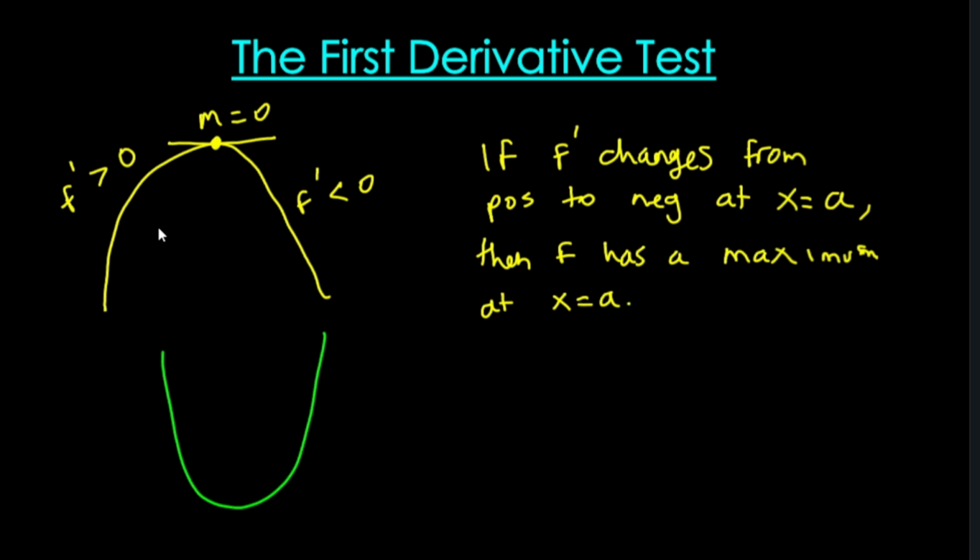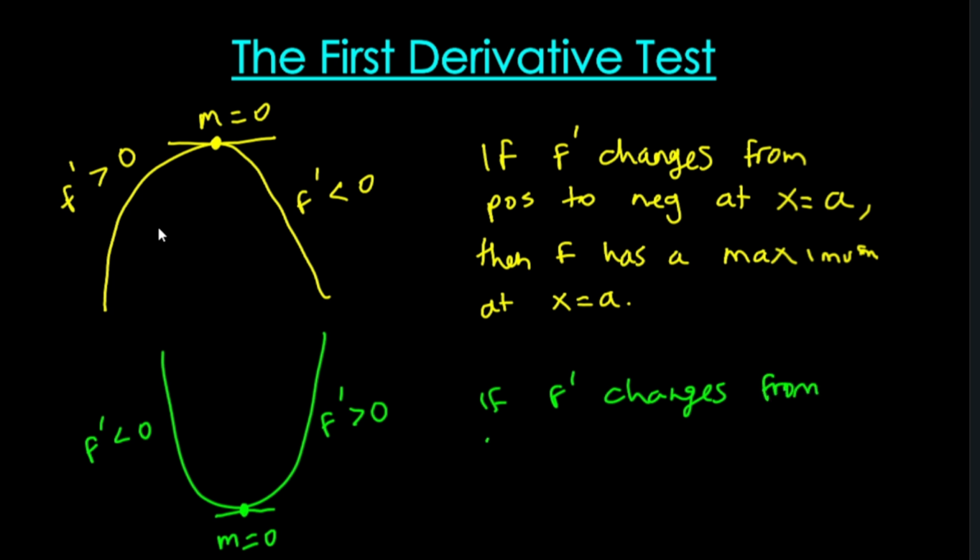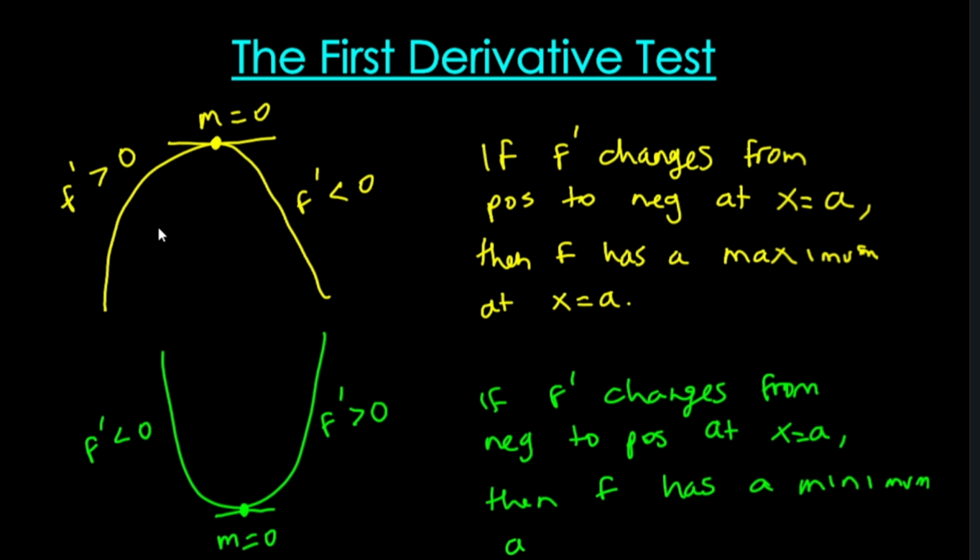And when you have a minimum, the slope of this tangent line is also 0, but the slope before is negative, so f prime is less than 0, and the slope afterwards is positive. So the same statement can be made, but the other way. So if f prime changes from negative to positive at x equals a, then f, the original function, has a minimum at x equals a. That's called the first derivative test because we're looking at the signs of the first derivative.